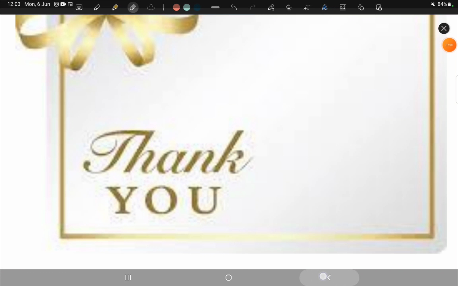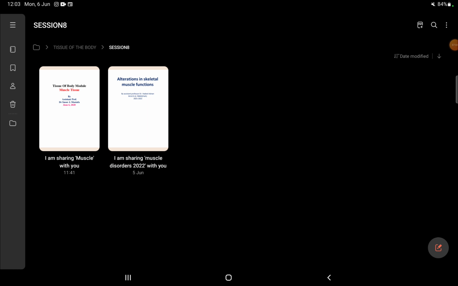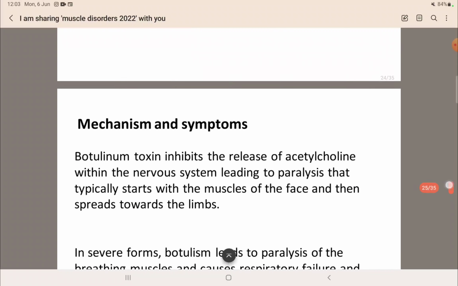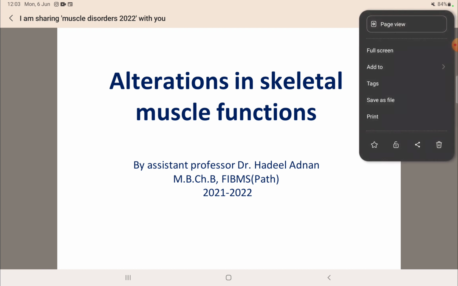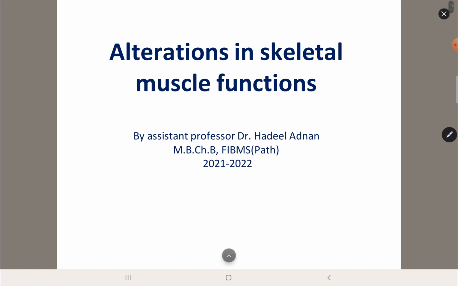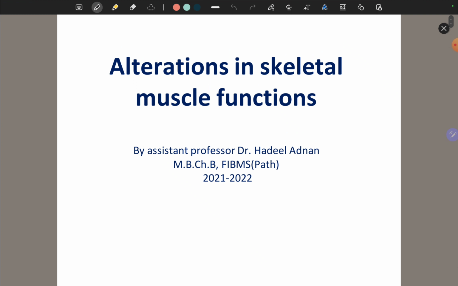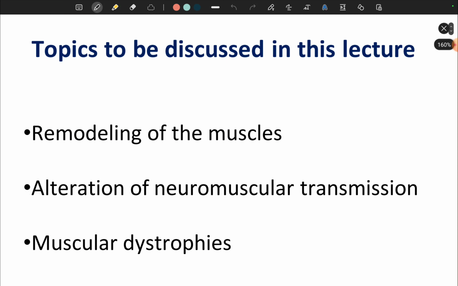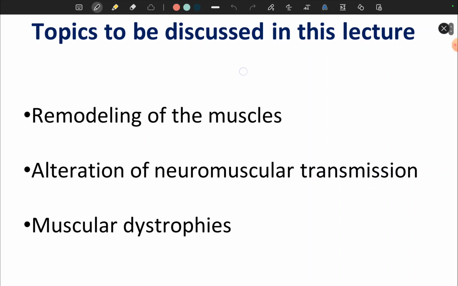What does remodeling mean and what are the types of remodeling? In addition to covering the alteration of the neuromuscular transmission, there may be abnormalities in the muscle related to the transmission. Also, we will talk about muscle dystrophy. So these are the main three topics that I'm going to try to cover in this lecture. Although the details are up to you, if you need more details, you can go and search for more.